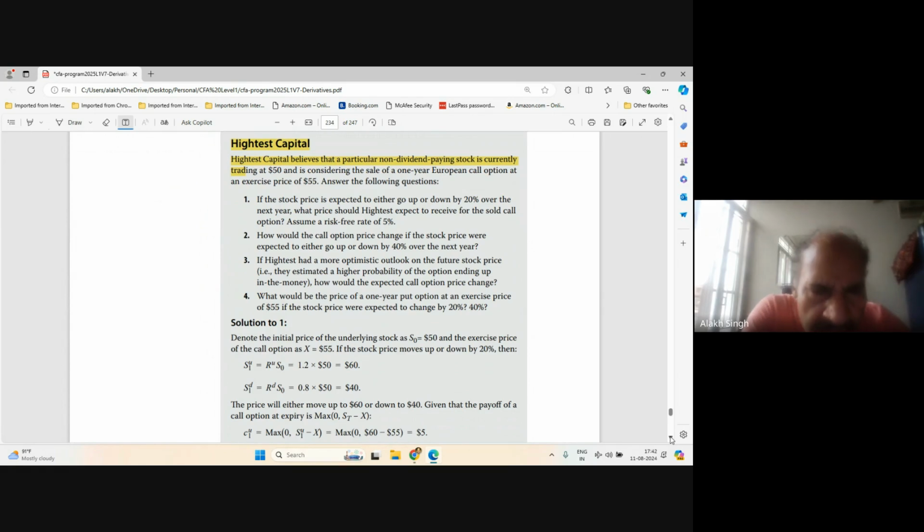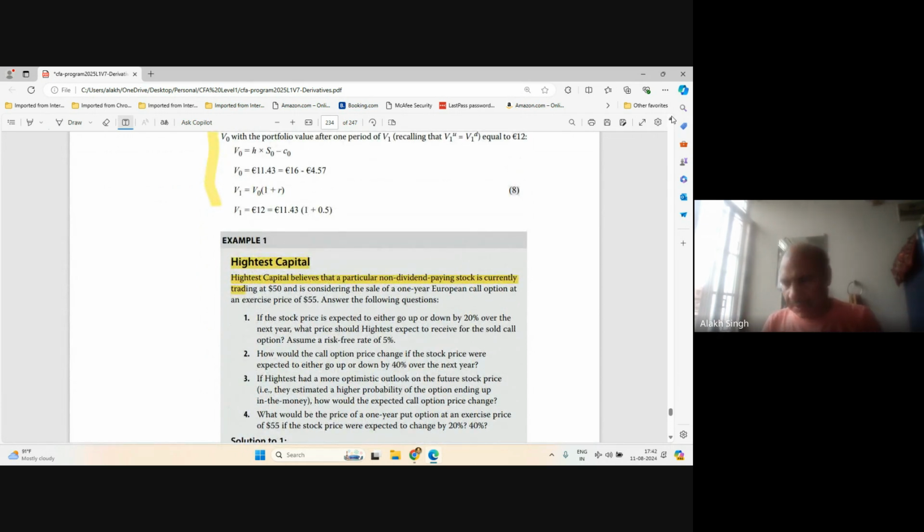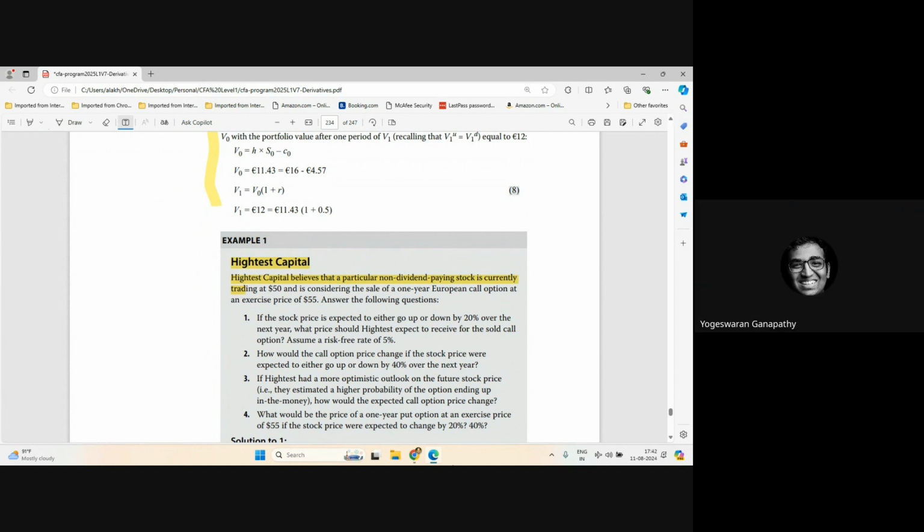Highest Capital. Read this question and we will calculate ourselves without looking at the answer. Let me put down the steps we will do. Highest Capital believes that a particular non-dividend paying stock is currently trading at $50 and is considering the sale of a 1 year European call option at an exercise price of 55. If the stock price is expected to either go up or down by 20% over the next year, what price should Hitest expect to receive for the sold call option? Assume a risk-free rate of 5%.